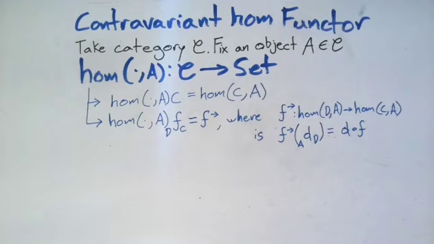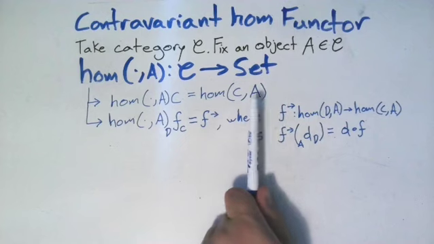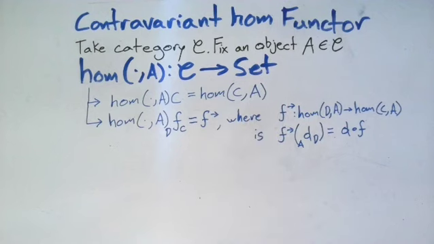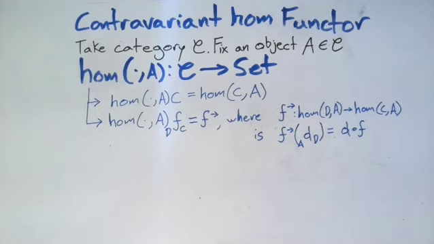Take a category C and fix some object A in our category C. Then we can denote the contravariant Hom functor for that object A as Hom(-, A), which goes from our category C to the category of sets, such that we map objects C in C to Hom sets going from that object C to our fixed object A. So you can see that in some sense A can be thought of as the target object for this functor, because all objects are getting mapped into a bunch of morphisms which all land in A.